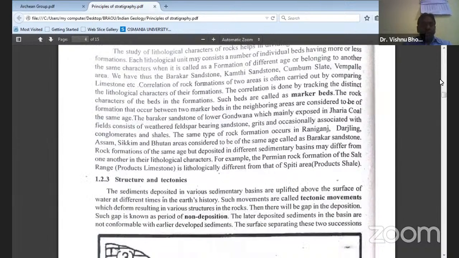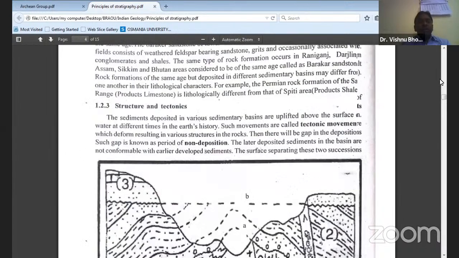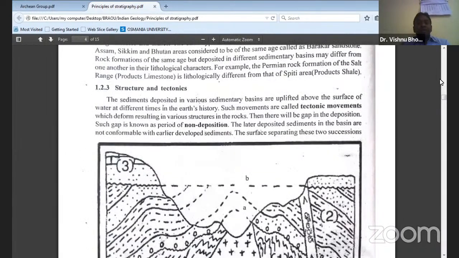And structure and tectonics. Yes, definitely we can say this is based on structure and tectonics topics. The earth is always moving, and it consists of different plates, and the plates move. The movement is called tectonic movement, and there is some gap. But actually the gap doesn't have any deposition. This period is known as non-deposition, and it happened between two rock formations. The gap is called unconformity.